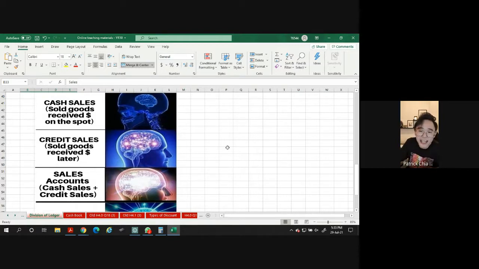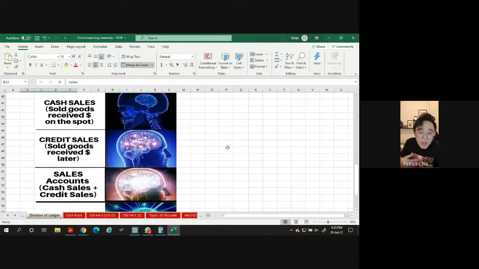So what is cash sales? Cash sales is technically when you sell something and you receive money straight away. That's called payment on the spot. That's called cash sales. But what is credit sales? Credit sales is I sell something, but I don't get money straight away. People will owe me. That's called credit sales.